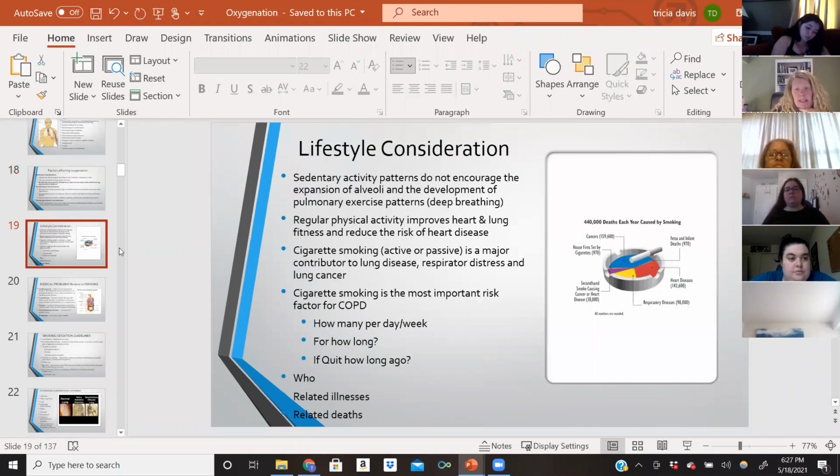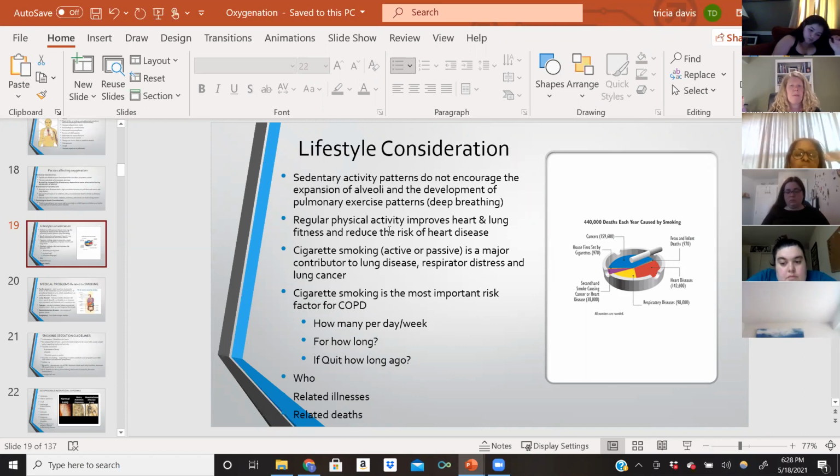So lifestyle considerations. Sedentary activity patterns do not help encourage the expansion of the alveoli and the development of pulmonary exercise patterns, so deep breathing. Exercise is good for everything. We want to encourage our patients to exercise at least 3 to 5 days a week for 30 minutes a day. Regular physical exercise is going to improve heart and lung fitness.